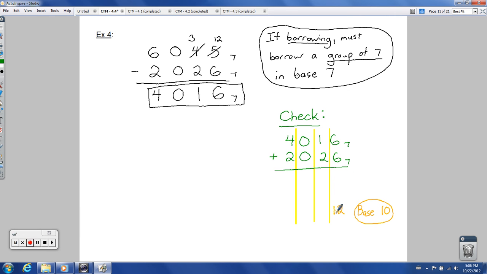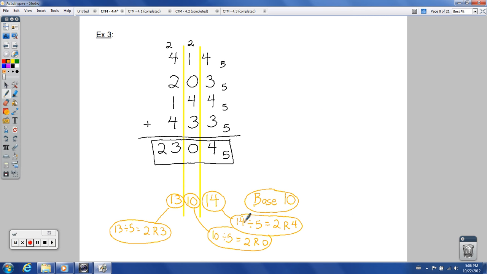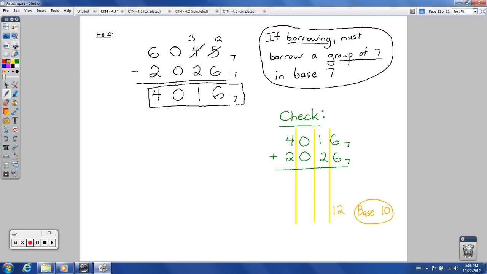But how many groups of, and again, I'm not going to do what I was doing here anymore. I said I was leaving that out. So this I'm going to do in my head. If you're more comfortable writing it down, you can write it down. But I'm going to do 12 divided by 7 in my head. 12 divided by 7 would be 1 whole. So the 1 whole would go up here with a remainder of 5. So that would go down there.